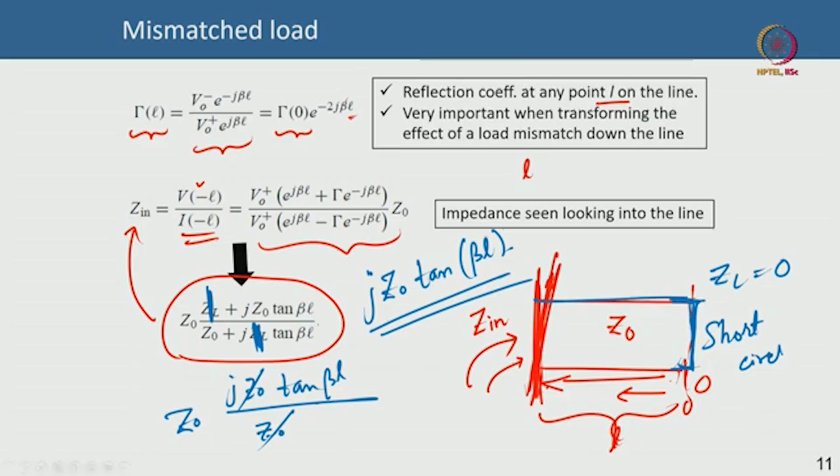Can you see that? It is actually amazing. This is imaginary, of course, a purely imaginary component. This is the impedance looking into the line if a short circuit load is there. Now, you have seen that this is tan of beta L, which is very interesting because it is periodic. The tan function is periodic. So the input impedance can vary periodically as a function of L.